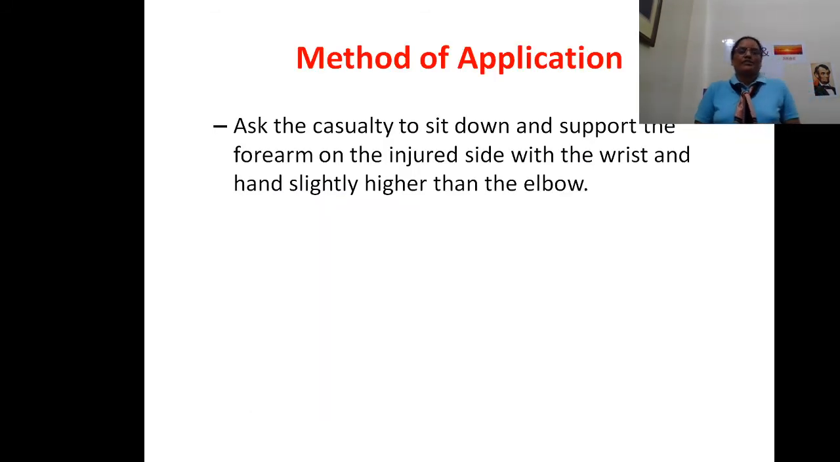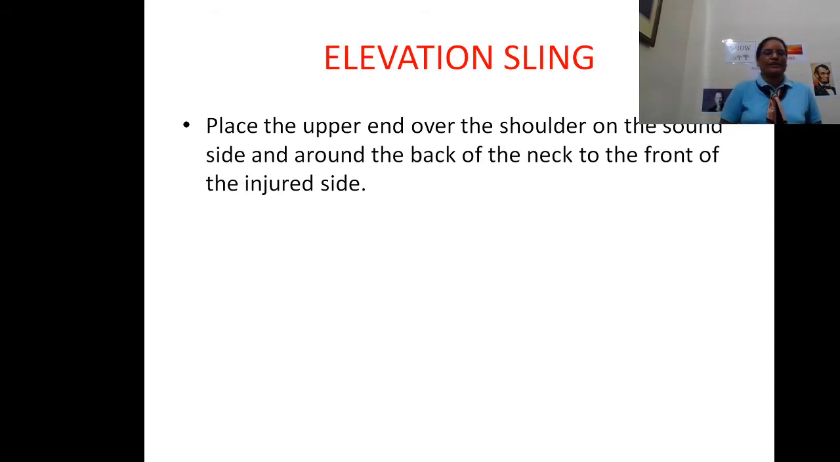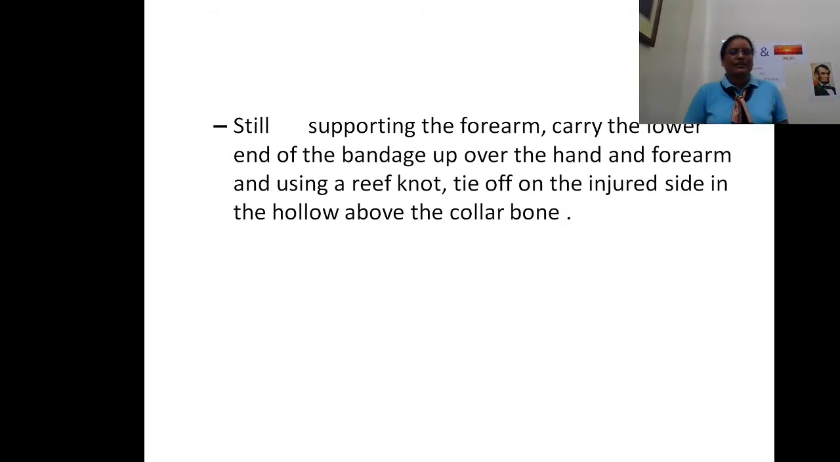Next is the method of application. Ask the casualty to sit down and support the forearm on the injured side with the wrist and hand slightly higher than the elbow. The patient can hold the injured arm like this. Then for the elevation sling, place the upper end over the shoulder on the uninjured side and around the back of the neck to the front of the injured side. Then, still supporting the forearm, carry the lower end of the bandage up over the hand and forearm and, using a reef knot, tie off on the injured side in the hollow above the collarbone.